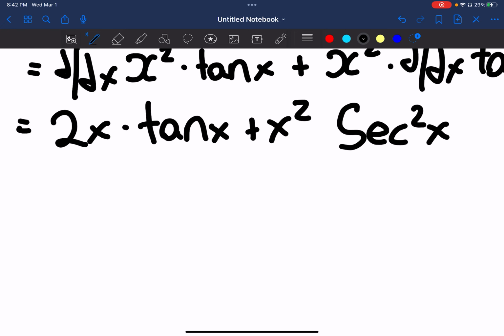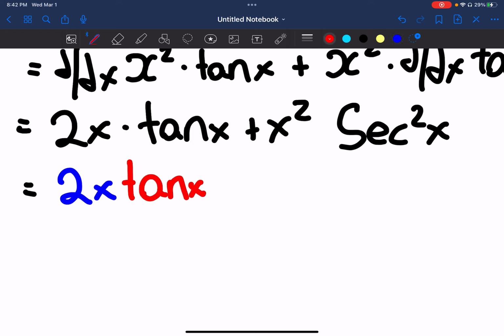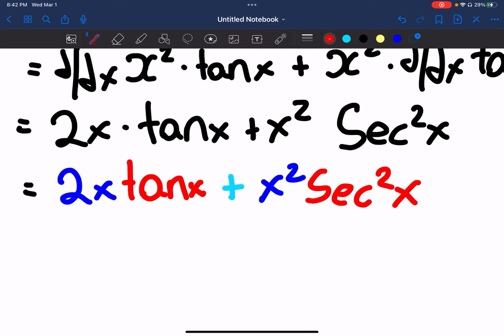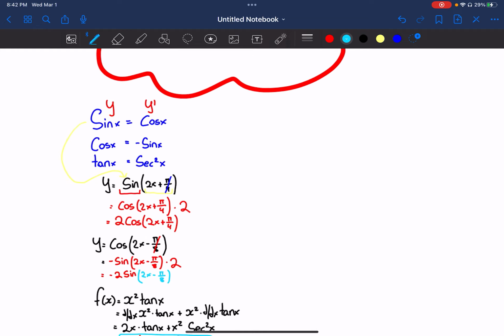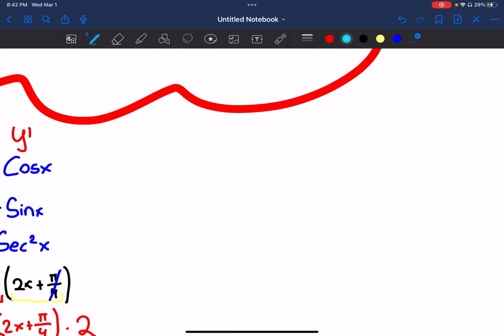So now, we'll just make this a little bit more clean. It's going to be equal to 2x tan x, and I will say that's plus x squared sec squared x. And that's your answer right there. That is the answer, right? So hopefully you're starting to get the point by now.